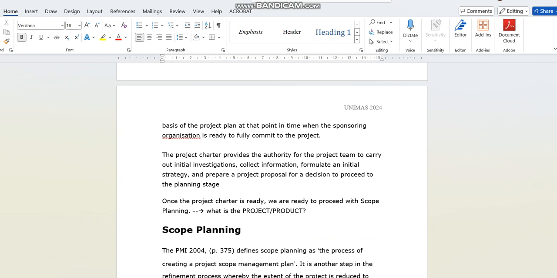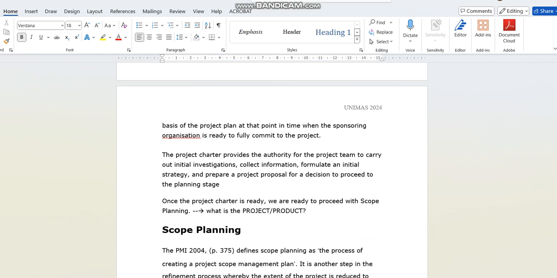It's just a project environment scan and the different components of the project environment scan: who are the stakeholders, some information that you've collected. So we need to do this, we need to do the project like this. This is the product, or this is the project itself that we need to embark on. Once this is clear, we move on to the next stage called scope planning.